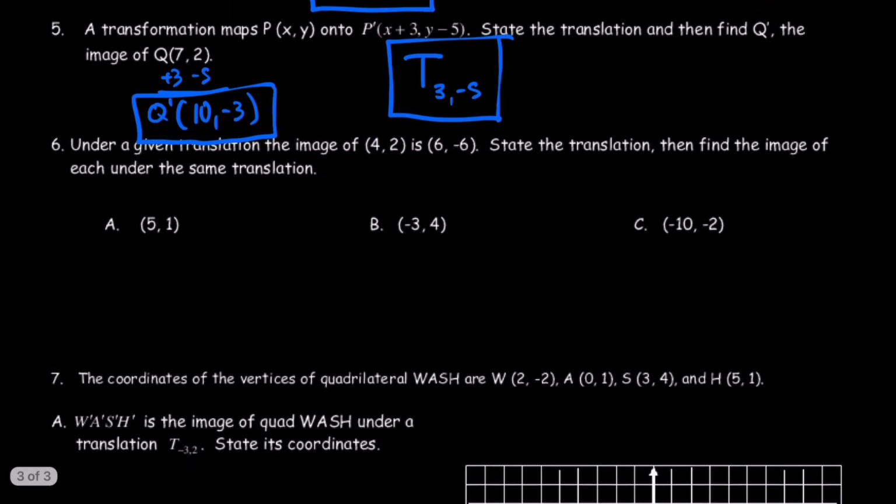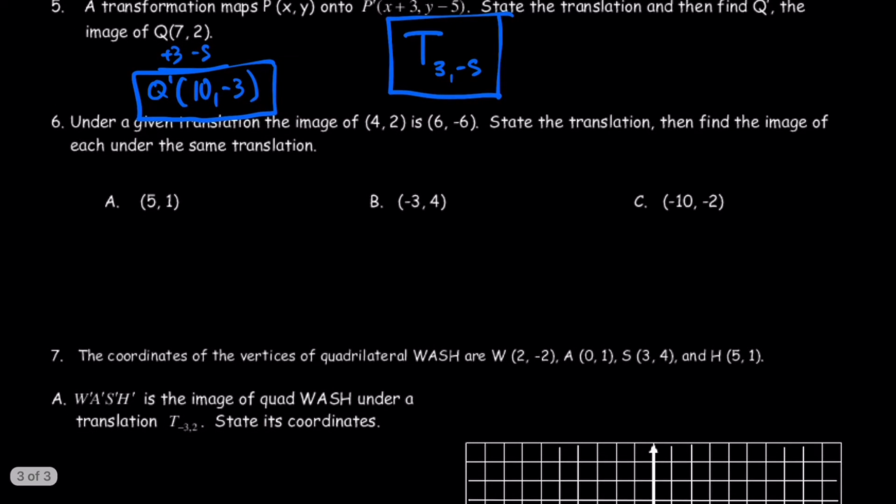All right, number 6. Under a given translation, the image of 4, 2 is 6, -6. State the translation, then find the image of each under that translation. The first thing I need to do is determine what is the translation. So 4 plus what is 6? All right, so 4 plus 2 is 6. The first one would be a 2. 2 plus what is -6? So you actually decreased 8, -8.